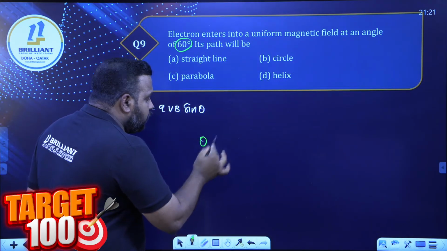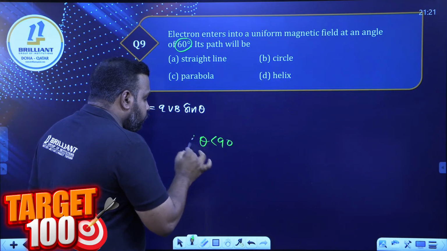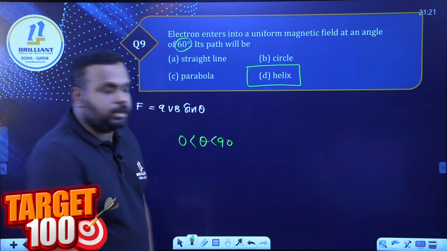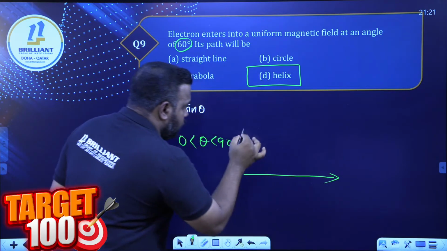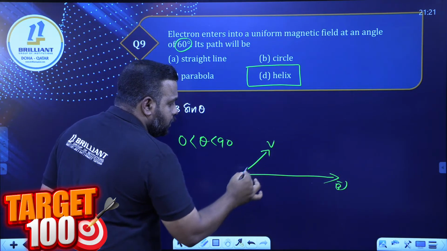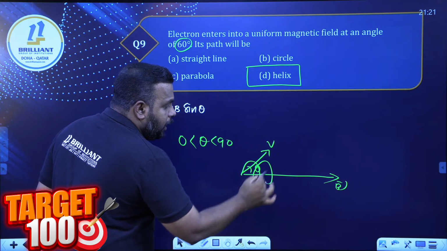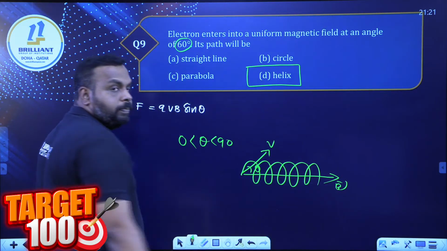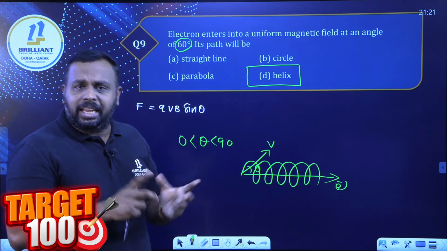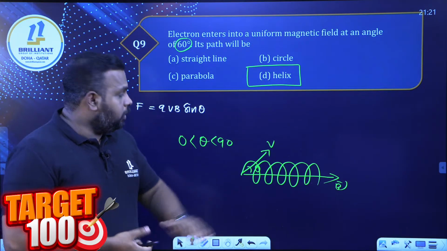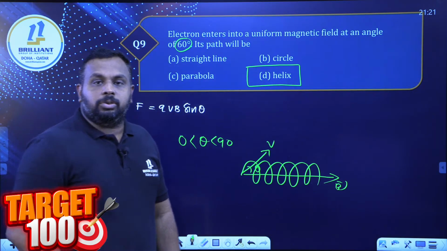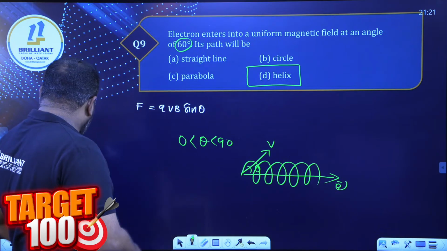If theta lies between 0 and 90, you know that it will follow a helical path, which means if there is a magnetic field like this directed and if charge is moving like this, then it follows a helical path like this. Okay, so theta 60, theta 30, 45, anything in between 0 and 90, the answer is what? It follows a helical path. Yes, very good. Can I go to the next question?